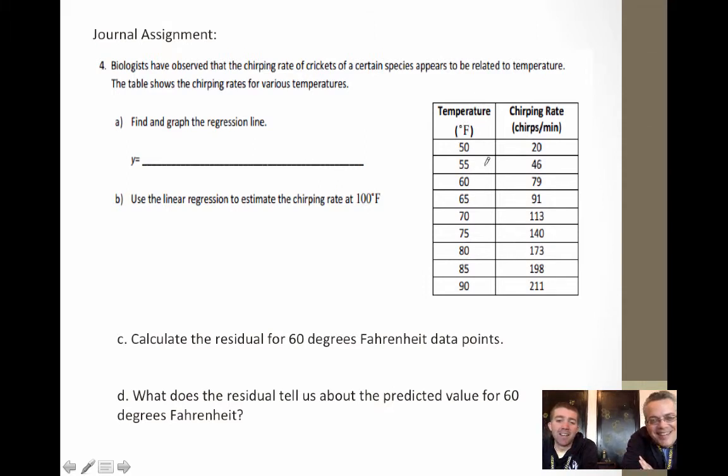Anyway, let's just look at the temperature. These are our X values and then our chirps per minute, our Y values. Find and graph the regression line. That would be the line of best fit.